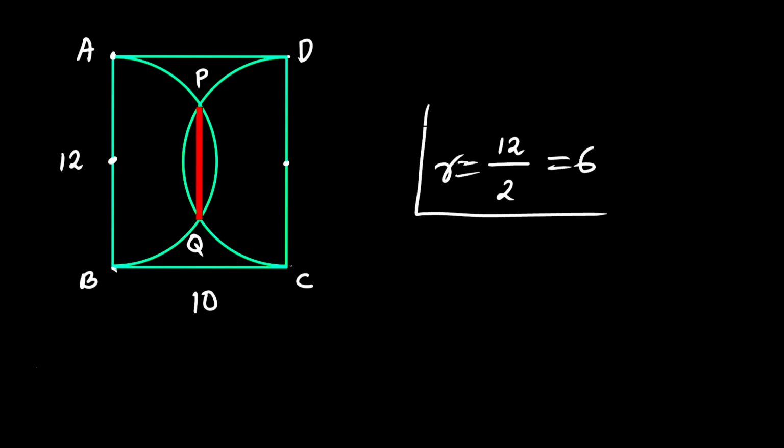The first thing we need to do is find the radius of the semicircles. Notice that AB is the diameter of the semicircle, and its length is 12. Since the radius is always half of the diameter, we get radius equals 12 divided by 2, which gives us 6. So the distance from the center O to any point on the semicircle is 6 units.